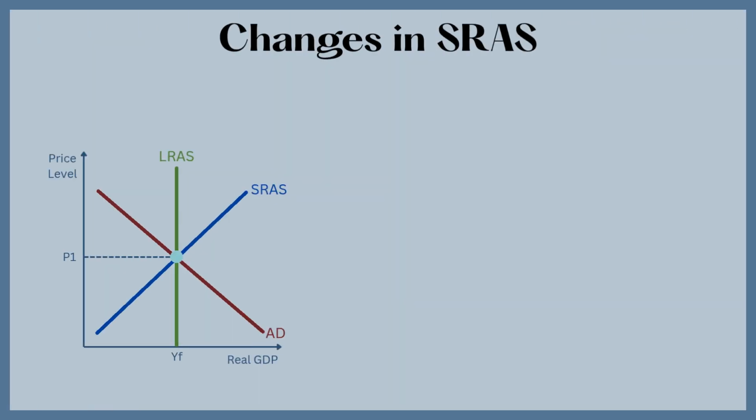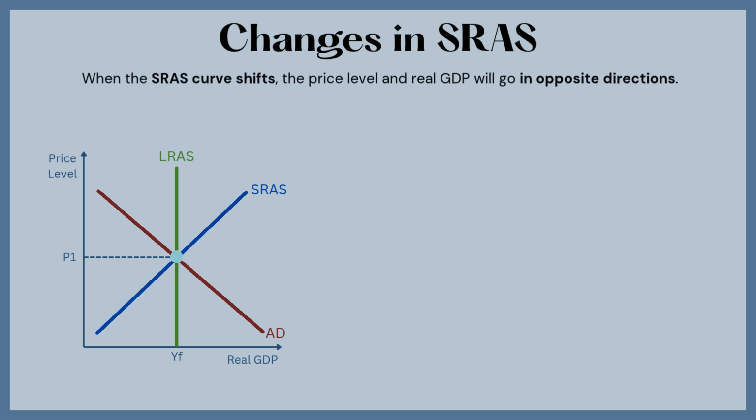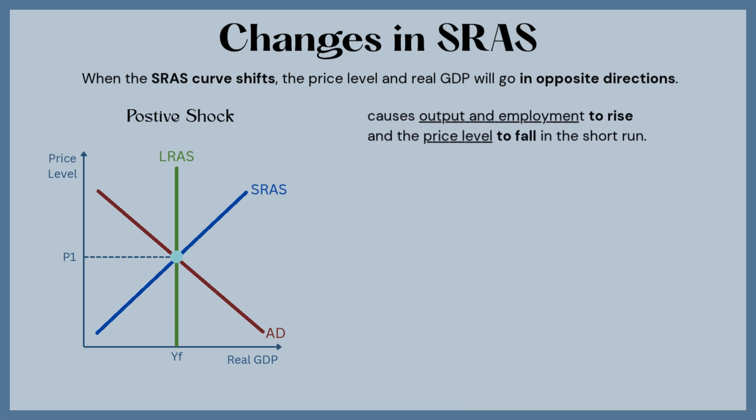Next, we'll discuss changes or shifts in short-run aggregate supply. In a previous video, we have also mentioned factors that can shift short-run aggregate supply. When the short-run aggregate supply curve shifts, the price level and real GDP will go in opposite directions. A positive shock or increase in short-run aggregate supply causes output and employment to rise, and the price level to fall in the short run.